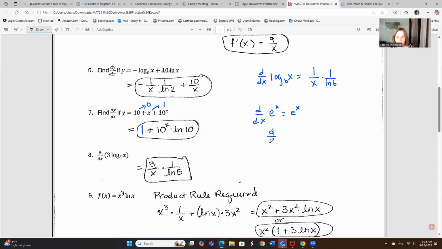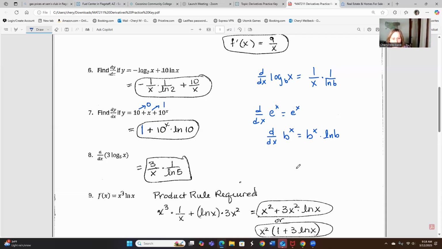The derivative of some different number, in this case it's 10, but it could be any number. I'm going to call that number b. If I take the derivative of this, it also is just b to the x, but times the natural log of b. So that's why this answer becomes 1 plus 10 to the x times the natural log of 10.